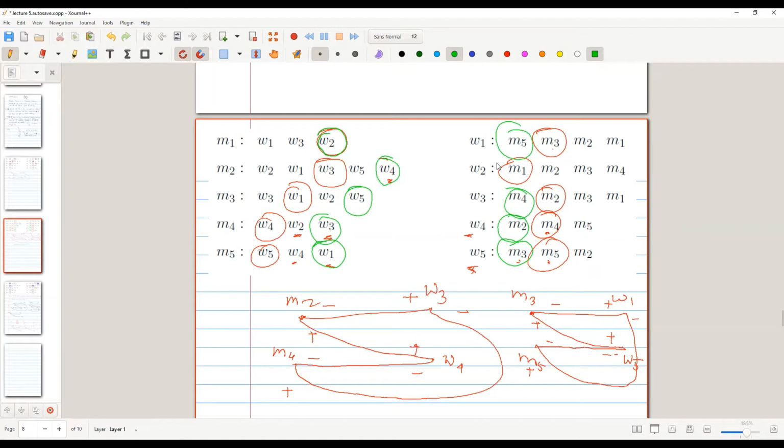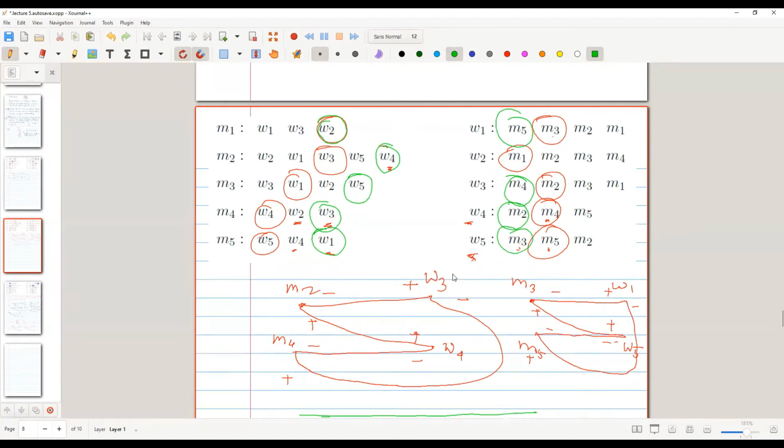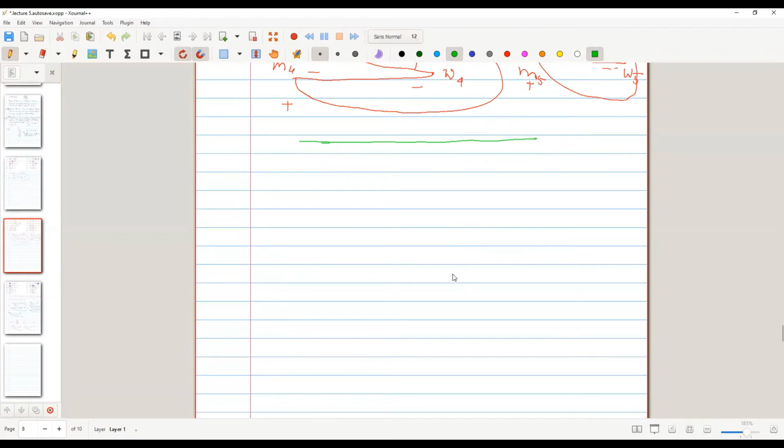So we can see that we have come to the point where every woman gets her best partner. Now if you check, you cannot find any more rotation. That's why this is the final rotation. So what are the rotations here?